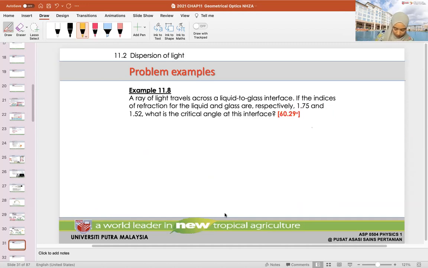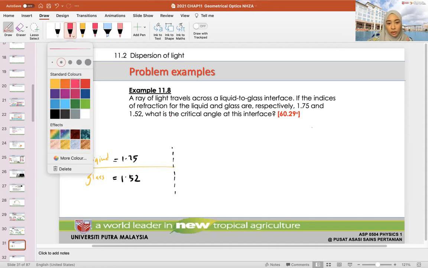Next one, 11.8. A ray of light travels across liquid to glass. So this is your liquid and this is glass. If the indices of refraction for liquid and glass are 1.75 and 1.52. Huh? Why is glass smaller? Okay, let's just go with it. Okay, never mind. So this is our normal.